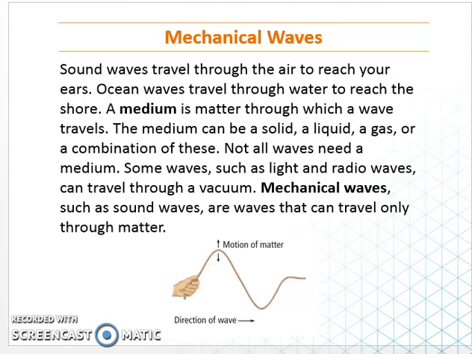Sound waves travel through the air to reach your ears. Ocean waves travel through water to reach the shore. A medium is matter through which a wave travels. The medium can be a solid, a liquid, a gas, or a combination. Not all waves need a medium. Some waves, such as light and radio waves, can travel through a vacuum, also known as outer space. Mechanical waves, such as sound waves, are waves that can travel only through matter.